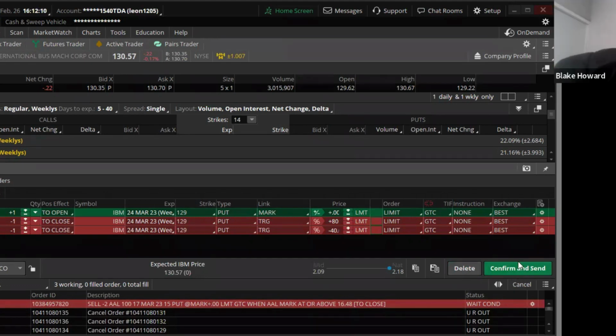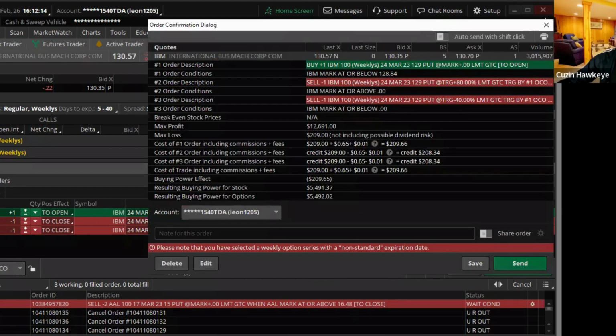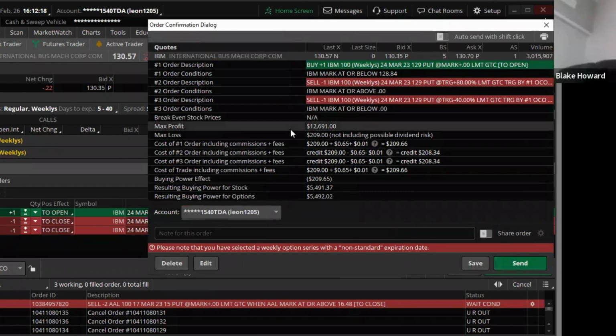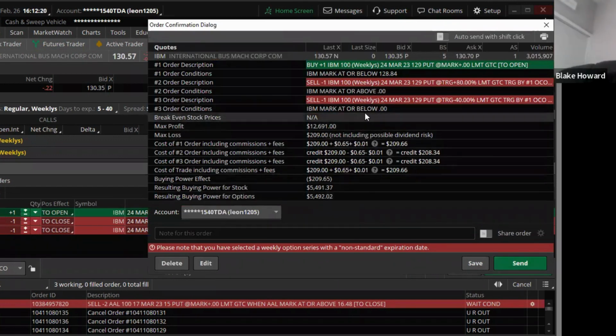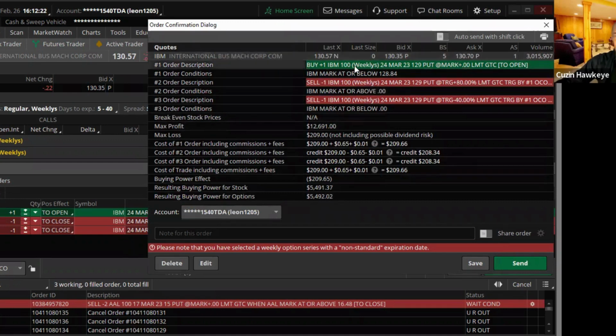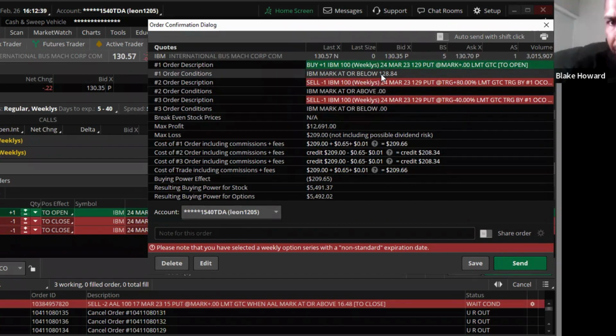So now hit confirm and send. Just hit that so it can open up our order tickets. Okay. Tell me when yours is up. Yeah, mine's up. And there's a lot more detail than usual. Isn't it? So you got to buy one, and right underneath that green is buy at the market at or below 128.84.